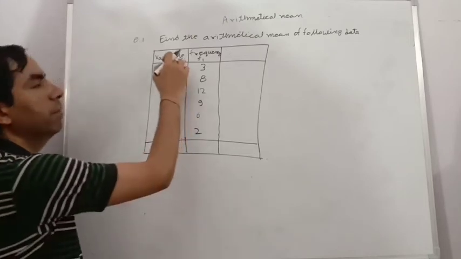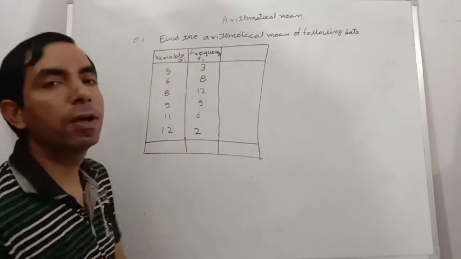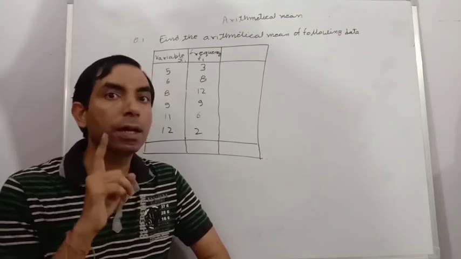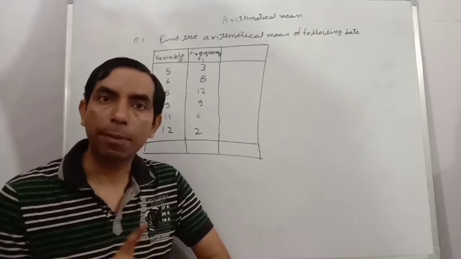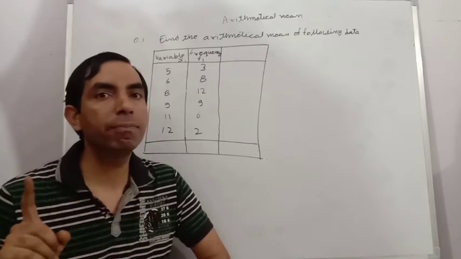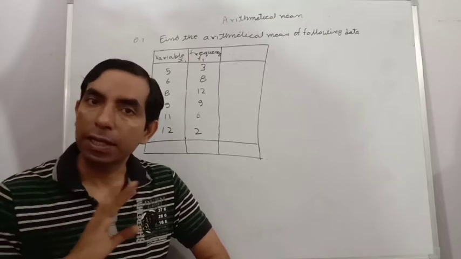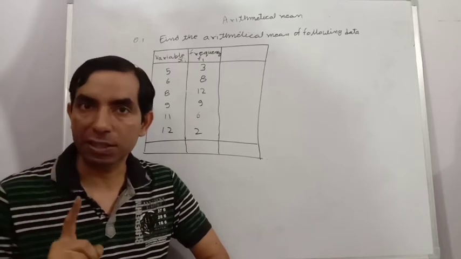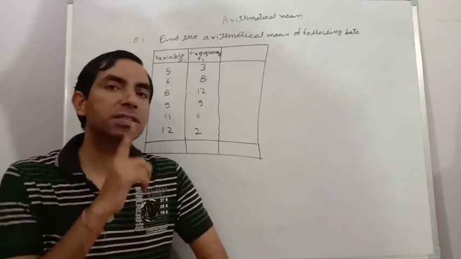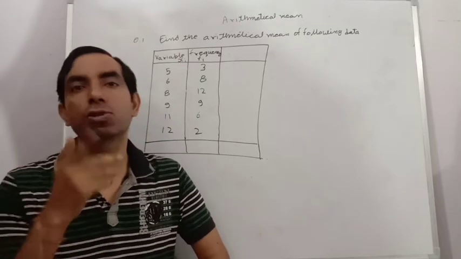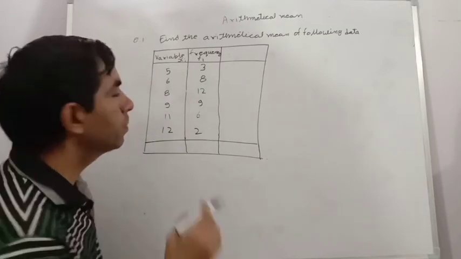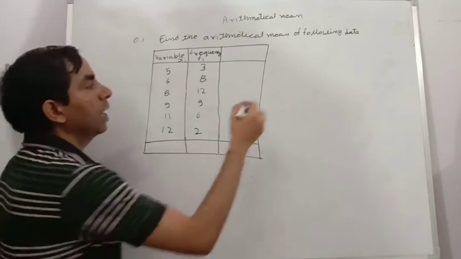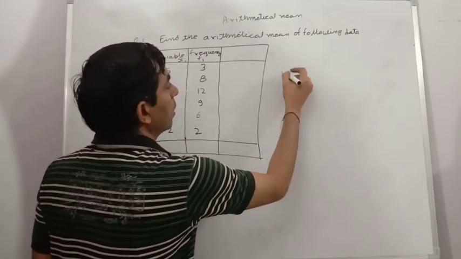Here we have given the variable, meaning in the first part we have x. In any table for finding the arithmetical mean, median, mode, anything, if the first part has only one number, that is called x, and the second part, the frequency, the number of things, is called frequency, f. By this method we can easily observe what is x and what is f. And for finding the arithmetical mean, what is the formula?